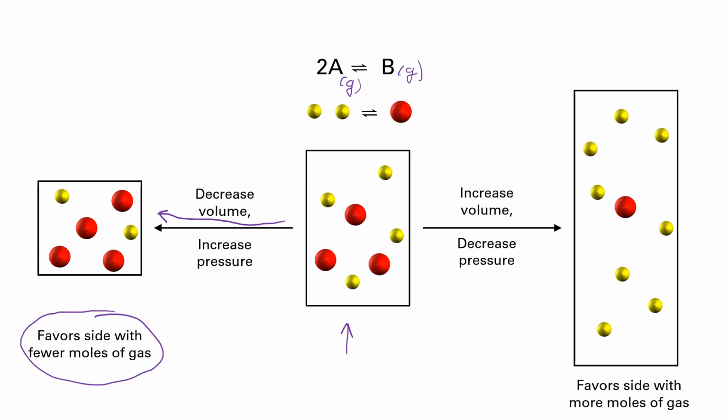Now if we go in the opposite direction and we increase the volume, that's going to decrease the pressure, and the equilibrium will shift to the side that has more particles associated with it. So you'll see that from our starting position, 2 of the reds have shifted over to give a grand total of 4 extra yellows, because these new conditions will favor the side that has more moles of gas.